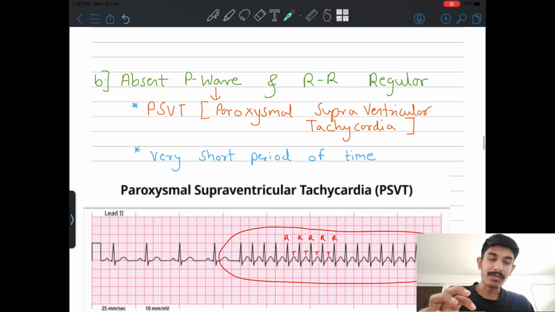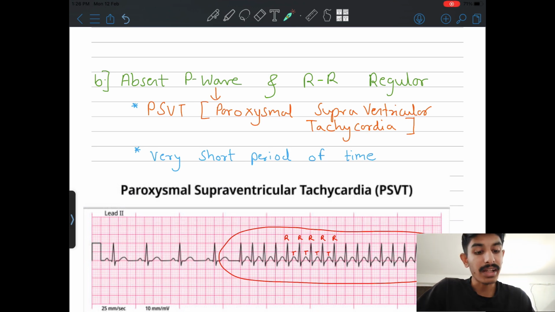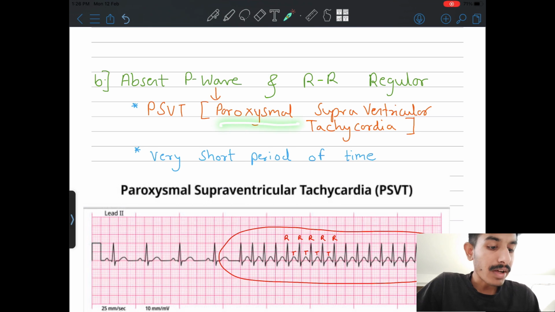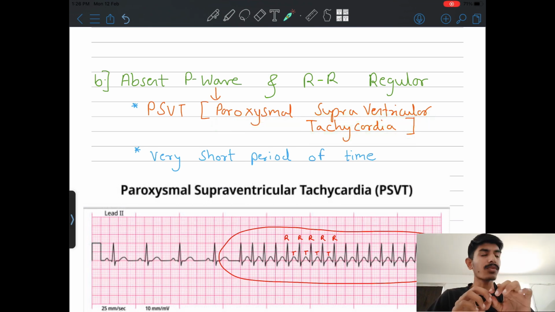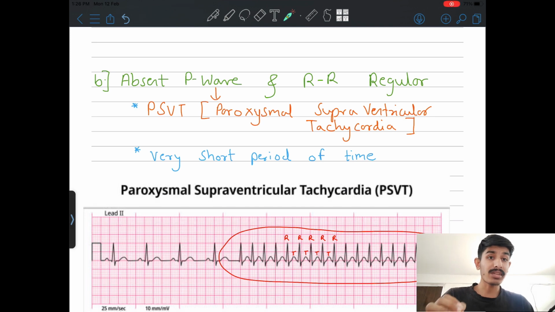If the P wave is present, but the RR interval is regular, what does it tell? It will tell you paroxysmal supraventricular tachycardia. For this, we have to check a 24-hour ECG. Remember this, because sometimes the patient will say, I have chest pain and I am feeling palpitations and my heart rate is increased, and when you check the ECG, all is normal.